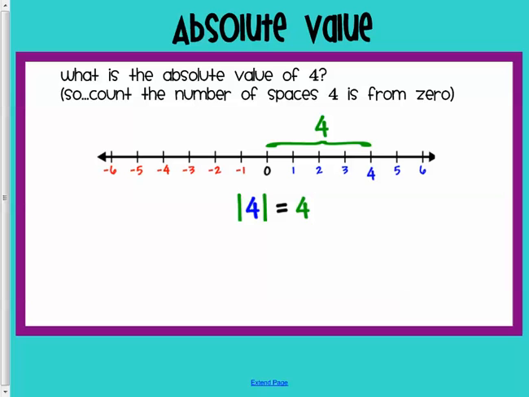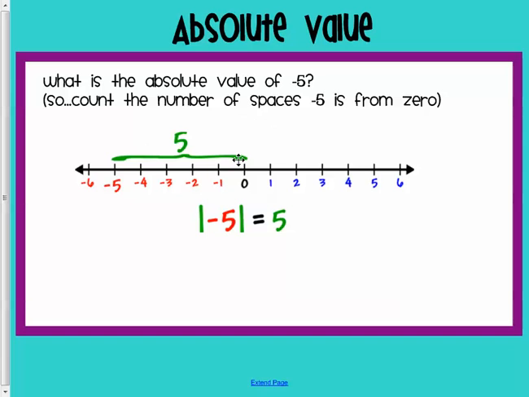So what is the absolute value of 4? Well, we look at 0 and we look at 4 and we count the spaces between. There are 4 spaces between 4 and 0. We represent absolute value with these lines right here. They're straight lines, not to be confused with parentheses, okay? So that right there is the symbol for absolute value. I want you to write that down for me.